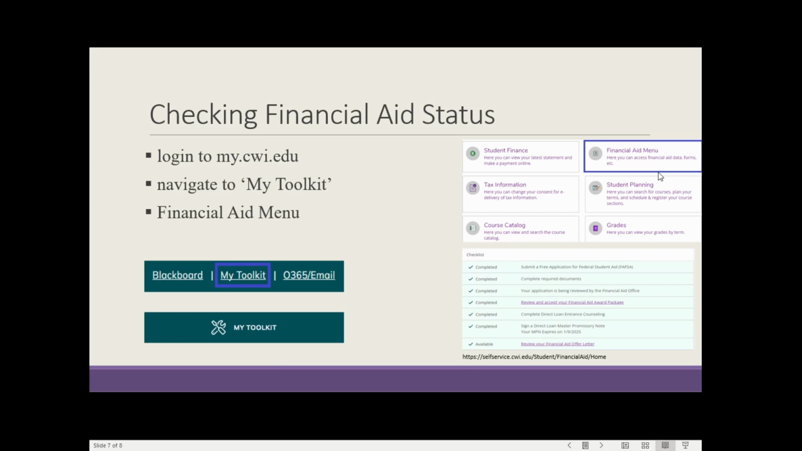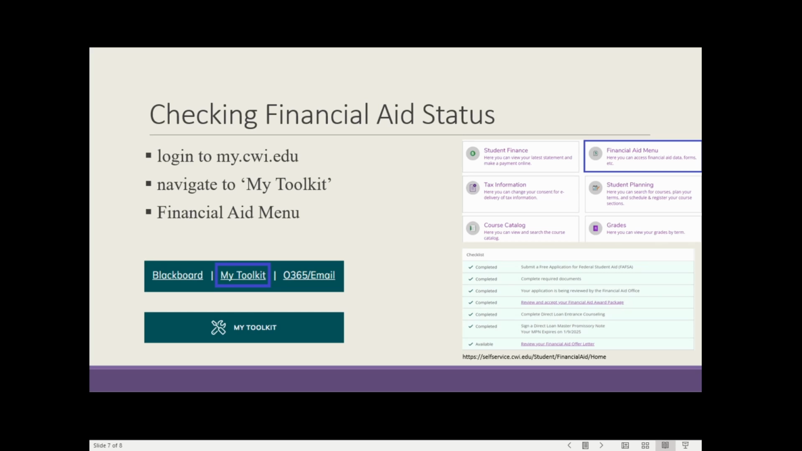Checking the status of your financial aid is a necessary part of the process, so that you can make sure everything is going smoothly and to preemptively correct any problems. Checking financial aid status at CWI is made fairly easy. First, you'll need to log into the my.cwi.edu website with your student account, and there should be two buttons on the right-hand side of the web page called My Toolkit.